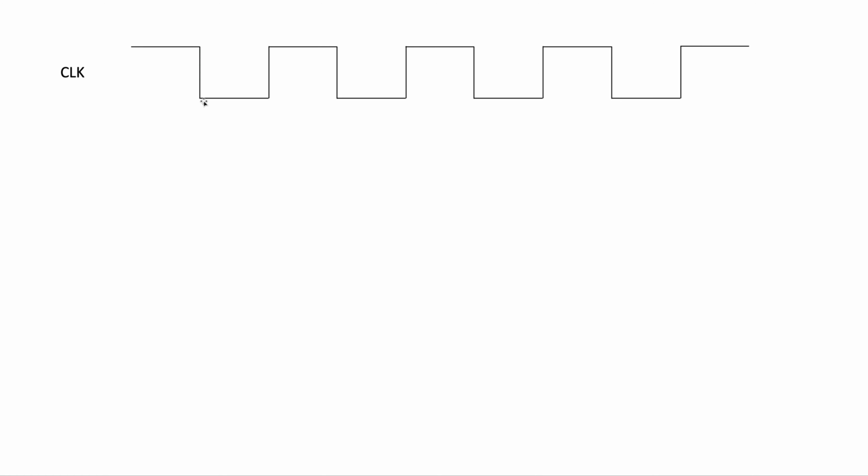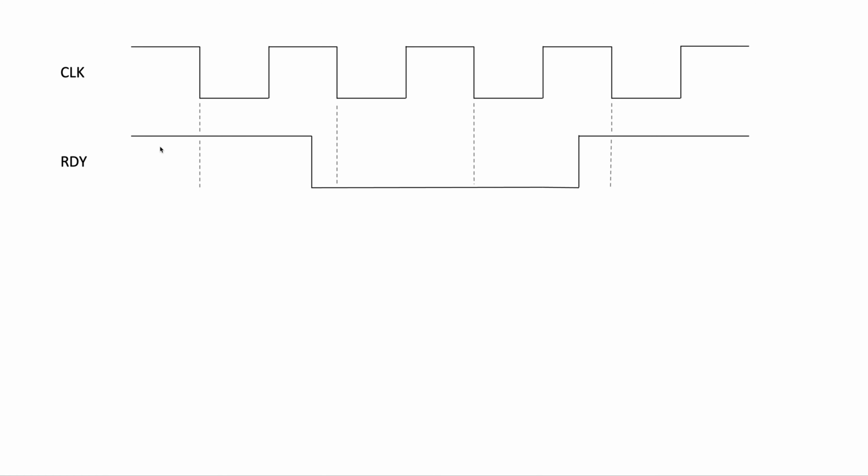So I have here the clock signal. Let's see what happens internally to the CPU when we use the ready pin. So let's say this is our ready pin. We can see that initially it is high. Then during the first clock cycle, we bring it low. We keep it low for a clock cycle. And then in the third cycle, we bring it high again.